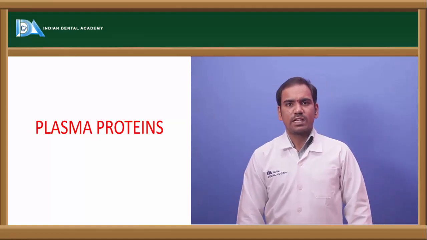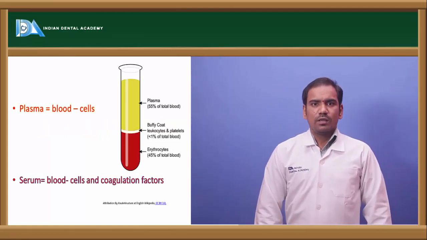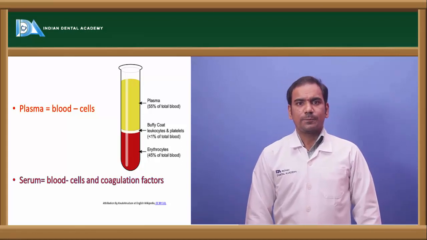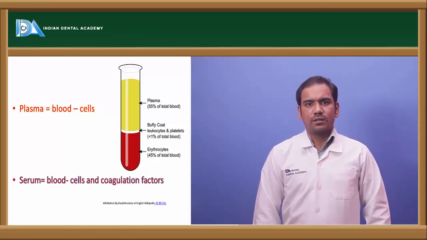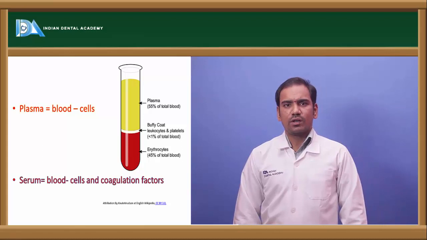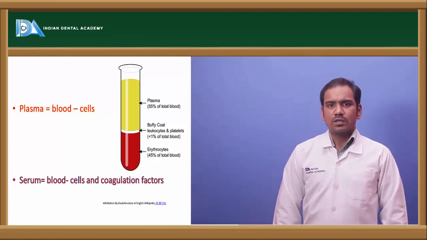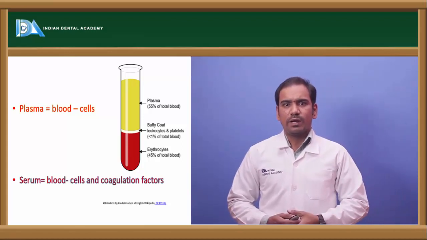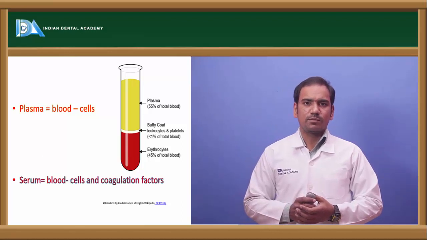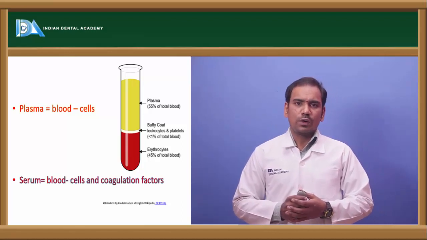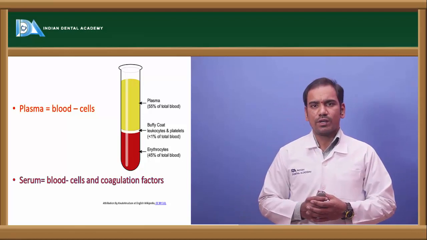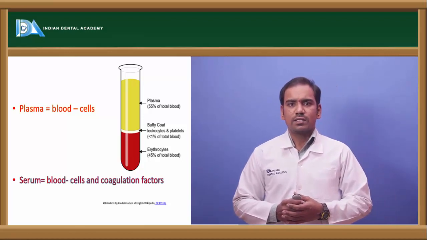Coming to our next chapter, plasma proteins. So in plasma we have proteins, and coming to the concentration, before going to details of the concentration of total proteins in plasma, what is plasma? Plasma is blood minus cells. And coming to serum, what is serum? Blood minus cells plus coagulation factors is called serum.